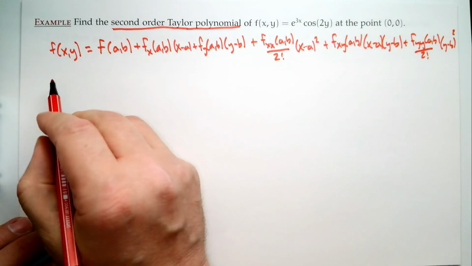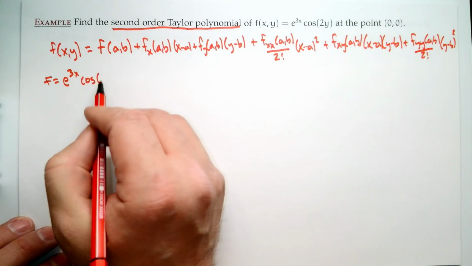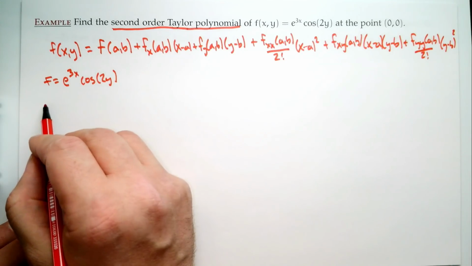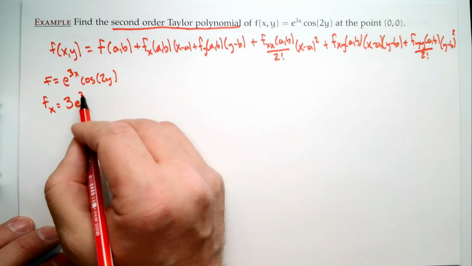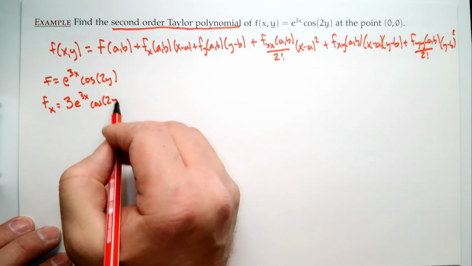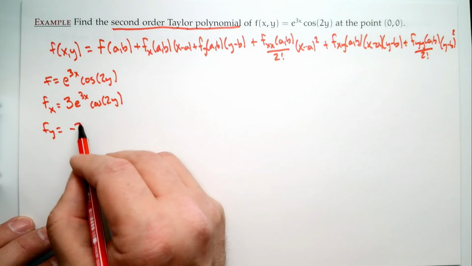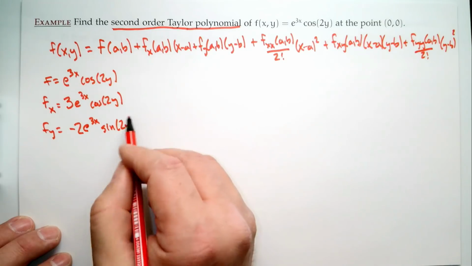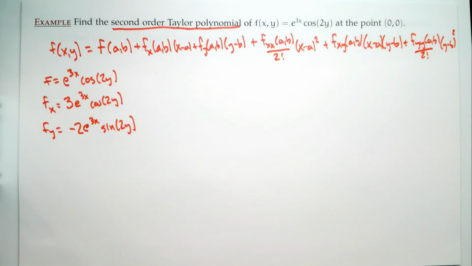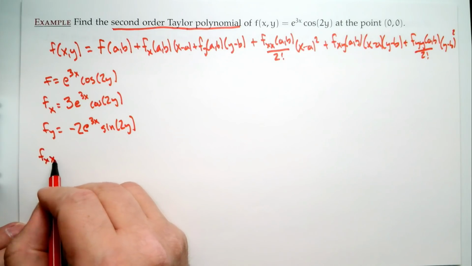So we start with our function. So here's our function. e to the 3x cosine of 2y. So we take our first order derivatives, f sub x, that would be 3 e to the 3x cosine of 2y. And f sub y would be minus 2 e to the 3x sine of 2y. So taking derivative with respect to x and then taking derivative with respect to y. And we have to go and take our second order derivatives, all of them.